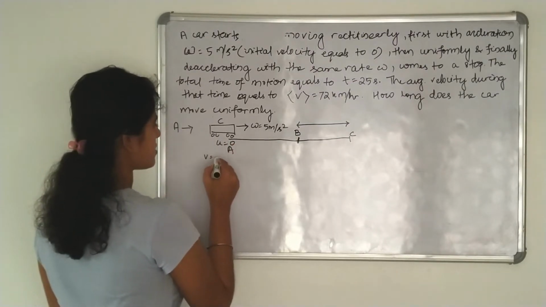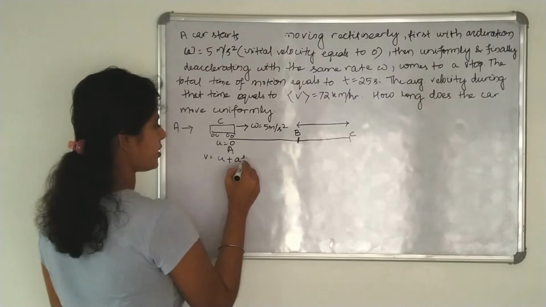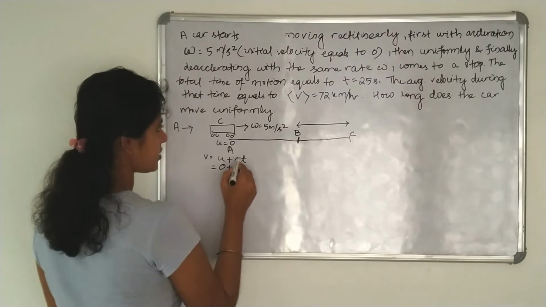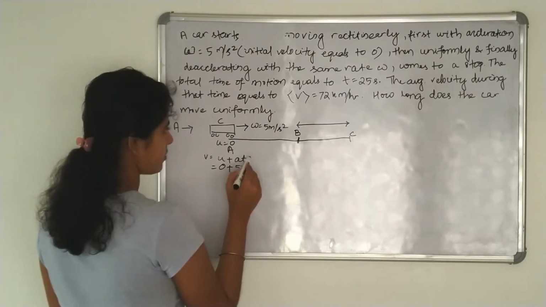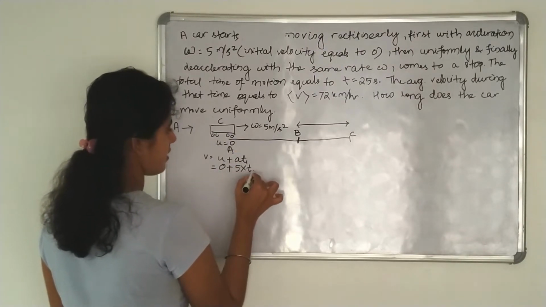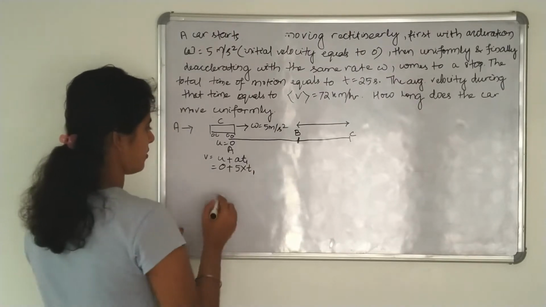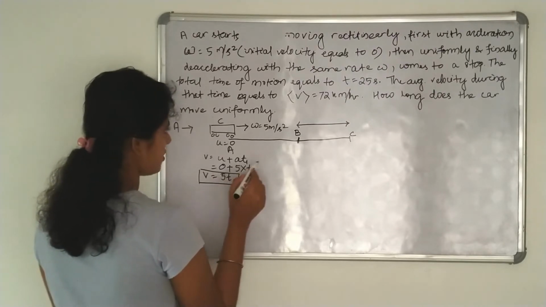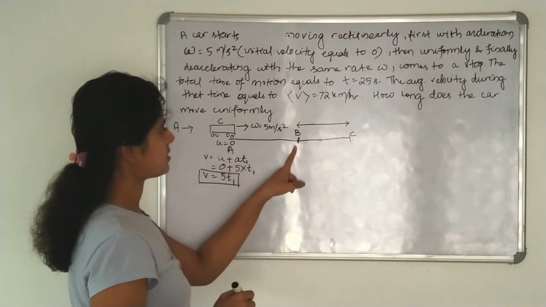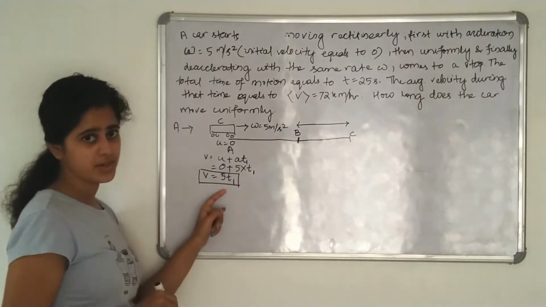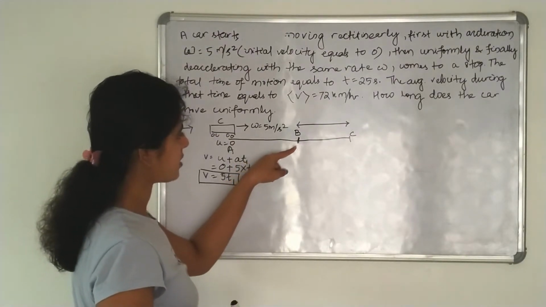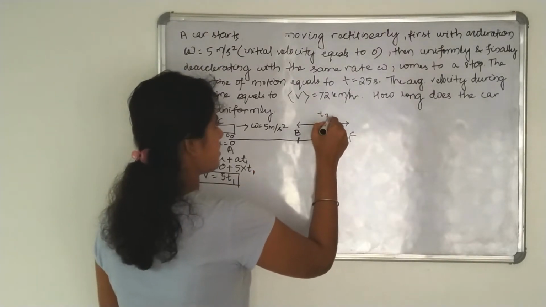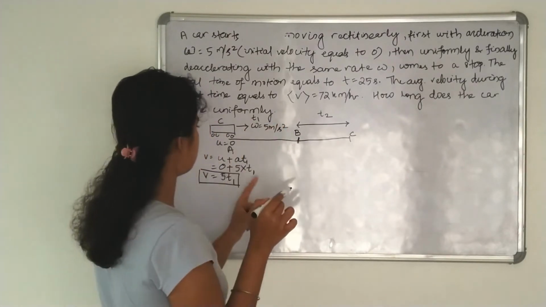Initial velocity is equal to 0. We know that V is equal to U plus AT. So initial velocity 0 and A is equal to 5 meter per second square into T. This time I am taking as T1. So V is equal to 5 T1. So the velocity with which it reaches the point B is equal to 5 T1. Then it moves uniformly with velocity 5 T1 from B to C. Let us take this time as T2 and this is T1.